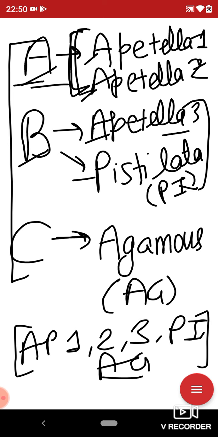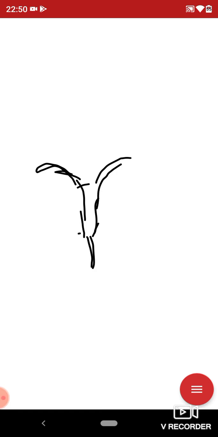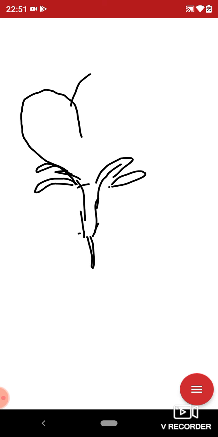Now we will discuss how they give identity to the flower. We will discuss the 4 whorls in the flower. Suppose this is a flower, on the thalamus. The outermost whorl is the calyx, and the unit of the calyx is the sepals. Along with the calyx there is the corolla, and the unit of the corolla is the petals.